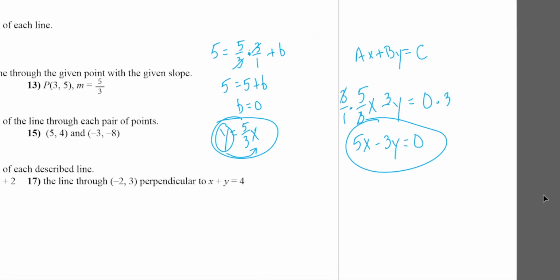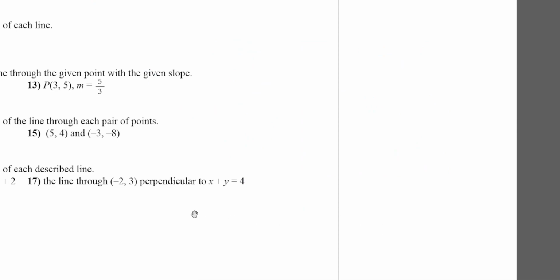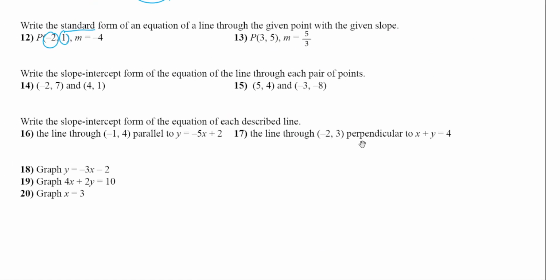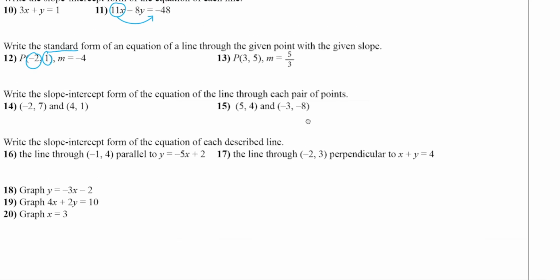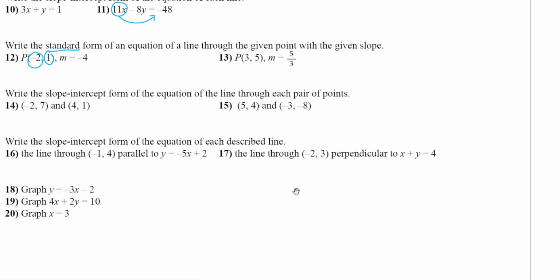Questions? Ready to move on? Okay. You can always go back and look at it. All right. This time, you're just writing it in slope-intercept form. Let's just do one of these. I think we'll be able to finish this whole thing today if we just do one of these. Slope-intercept form that goes through these points. My guess is 15 might be a little tougher than 14, so let's do 15.